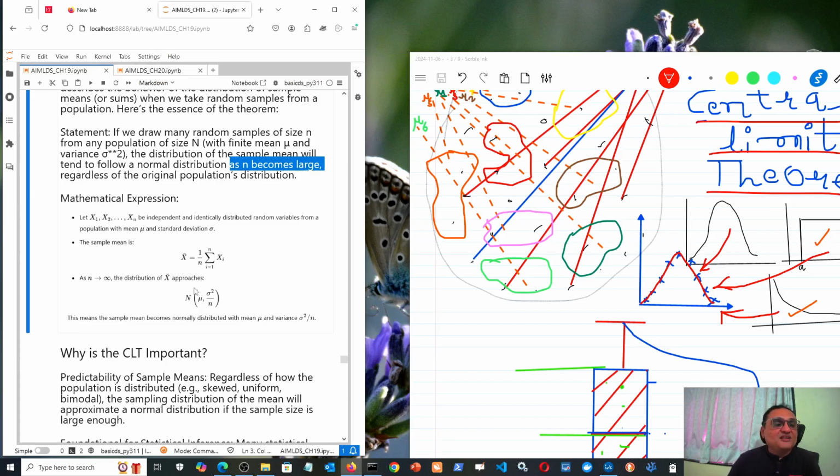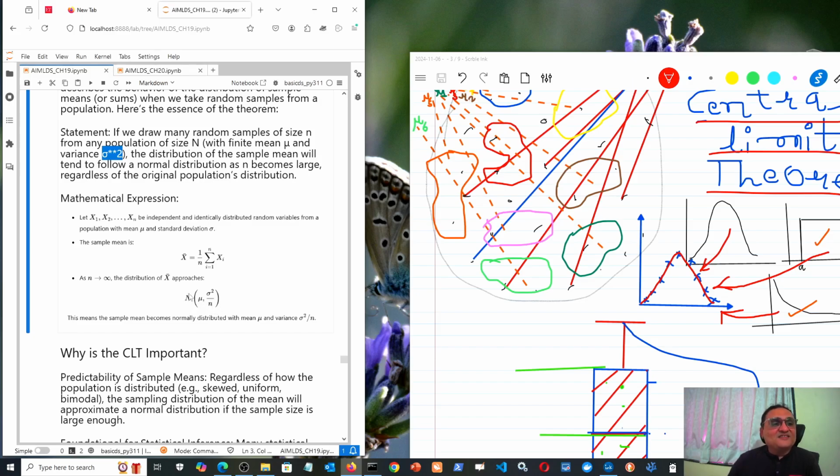This is the symbol for a normal distribution with mu and sigma square by n as the two characteristics. So mu is the mean and sigma square by n is the variance of this distribution. What is the mean of this distribution? That is the same as the mean of the original population. But what is the variance of this normal distribution of means? It is the variance of the population divided by the number of observations in each sample.